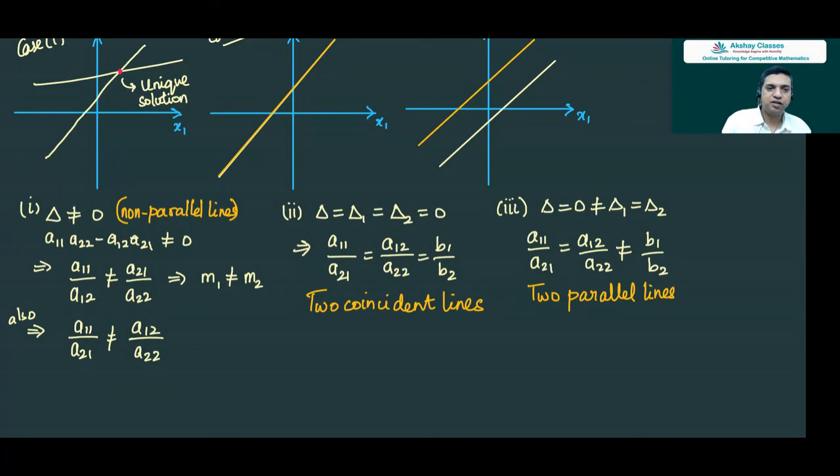So no solution. So you get unique solution, a unique point of intersection, or many points of intersection, infinitely many. And no solution. That means no point of intersection. Clear?